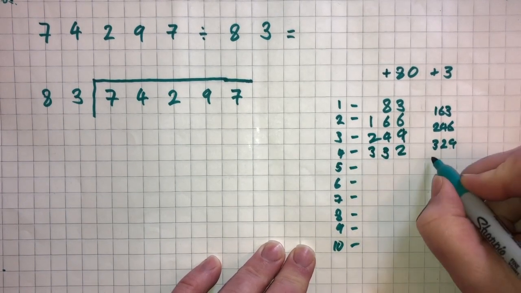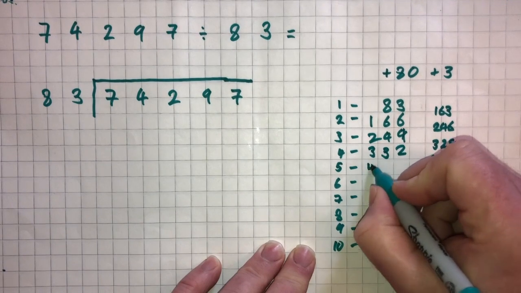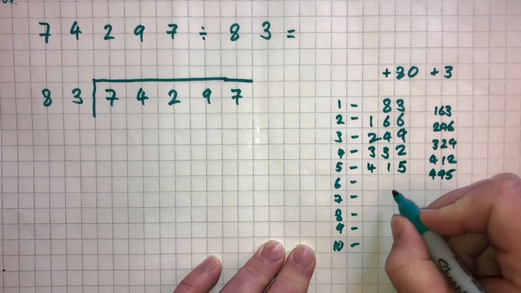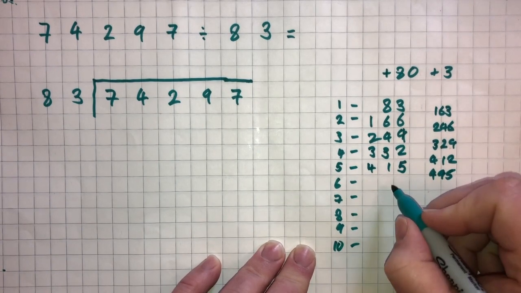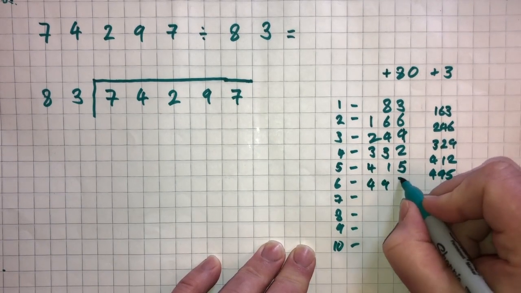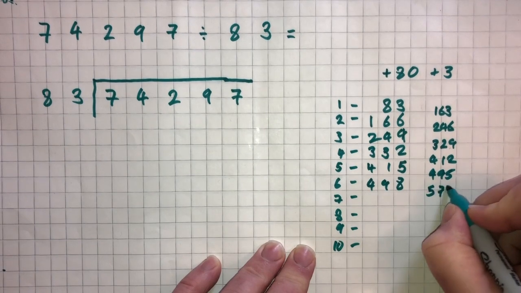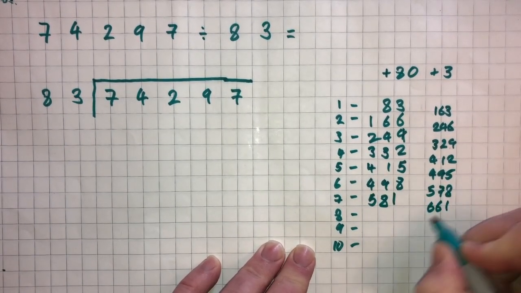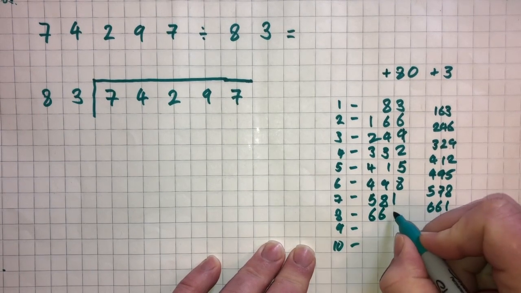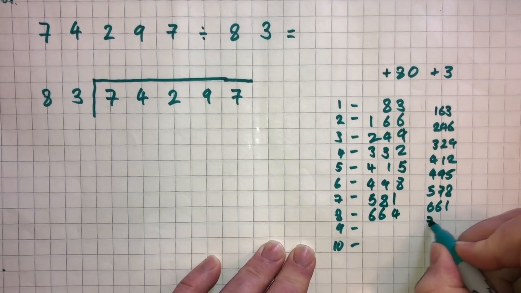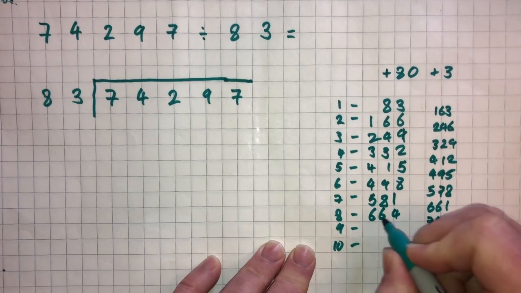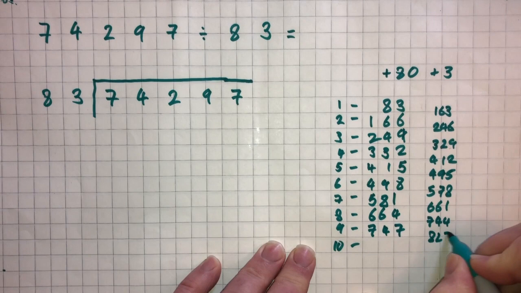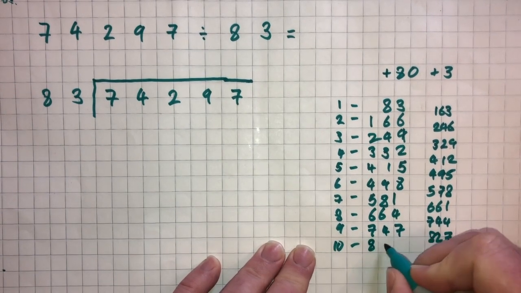332. And if I repeat this, carrying on using the same method all the way, it's much quicker than trying to add on 83 at each step. Okay, 578 gives me 581. 661 will give me 664. 744 will give me 747, and finally 827 will give me 830.